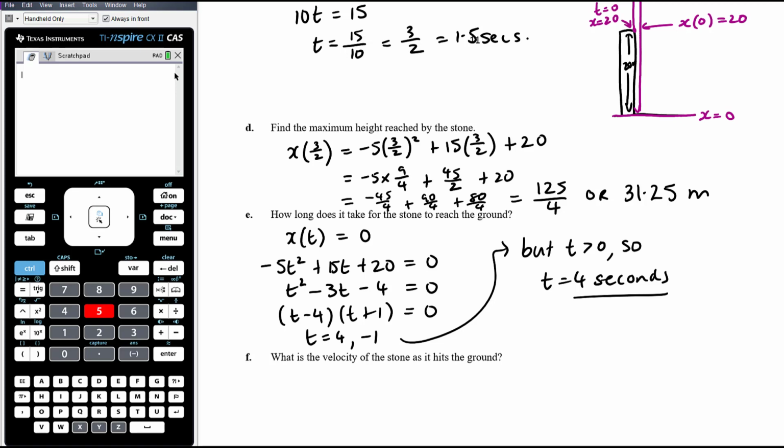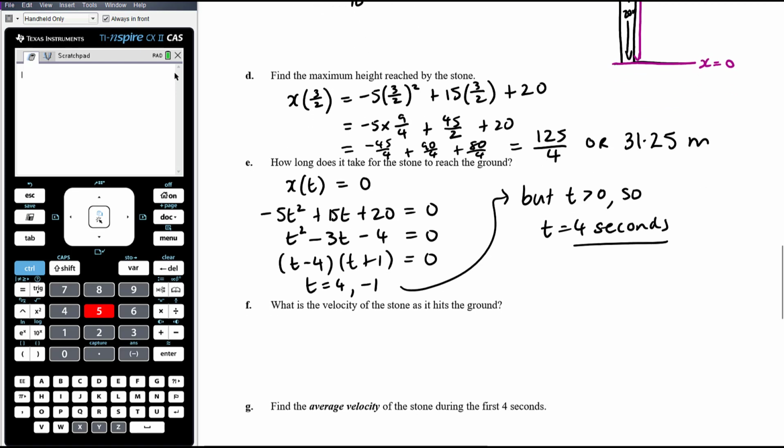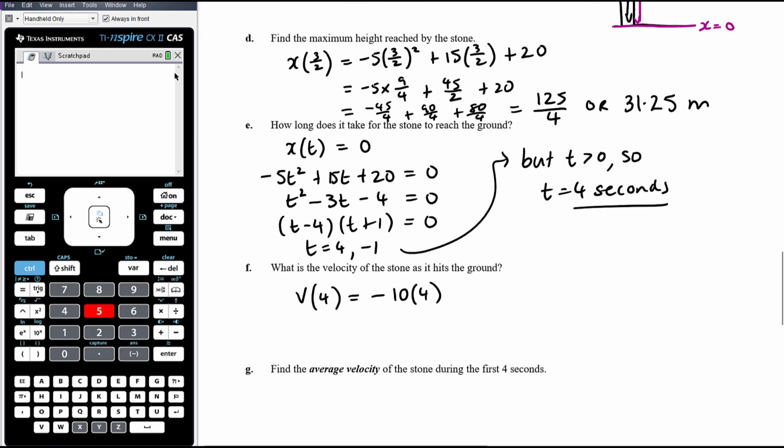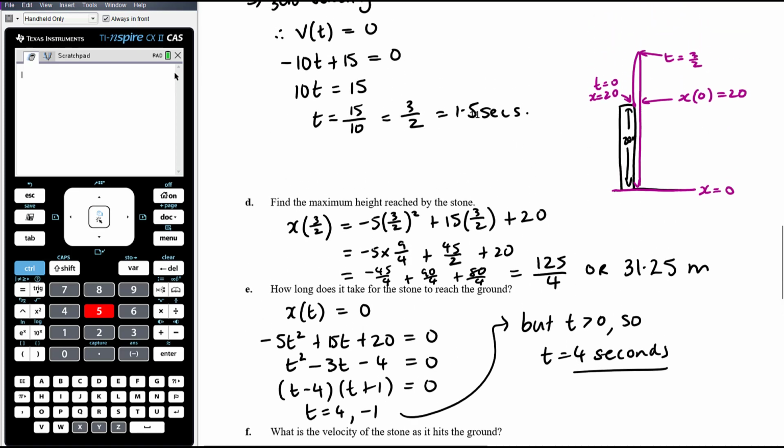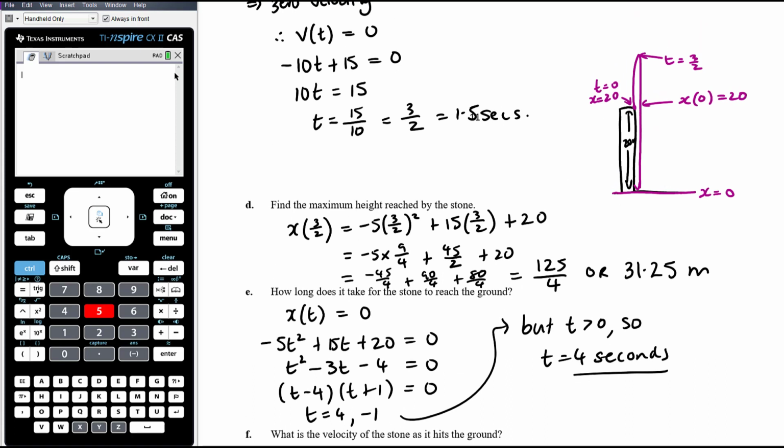What is the velocity of the stone as it hits the ground? So we want to know what is the velocity after 4 seconds. And so our velocity was negative 10t plus 15. So negative 40 plus 15. So negative 25 meters per second. So it makes sense that it's negative velocity as it's heading to the ground. We're going in a negative displacement direction. And it's going fairly quickly.